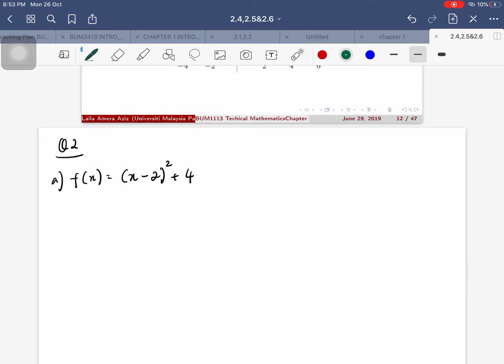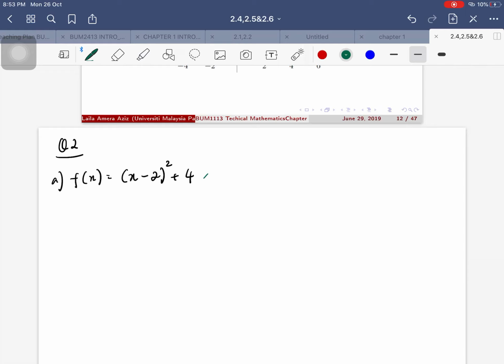Okay, for the second example, what we are supposed to do is sketch this. We're going to start with a very simple function, do the transformation, and use that to sketch a complicated function that looks somewhat like this. For the first one, I'm going to sketch f of x equals (x minus 2) squared plus 4.